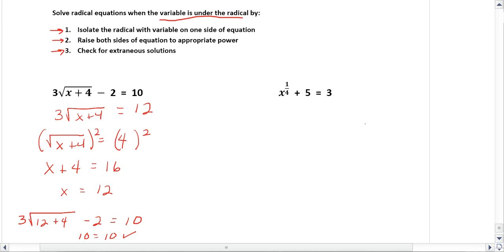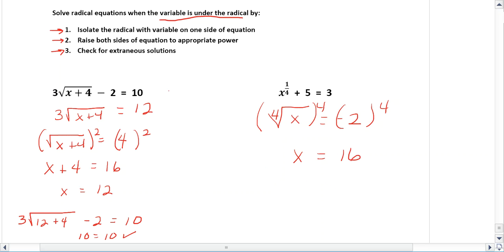This next example is a fourth root problem. I just wanted to do one to remind you that sometimes roots can be written as a fractional exponent. So another way to write this is the fourth root of x. We want to isolate it, so we subtract 5 from both sides. If I do that, I get a minus 2. Now the root is isolated. We need to raise both sides to the fourth power to get rid of that fourth root. So I get x equals negative 2 to the fourth, which is 16.